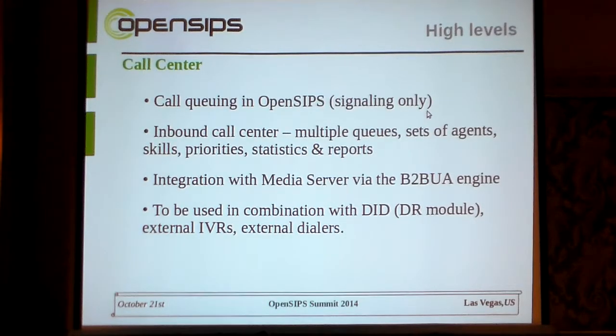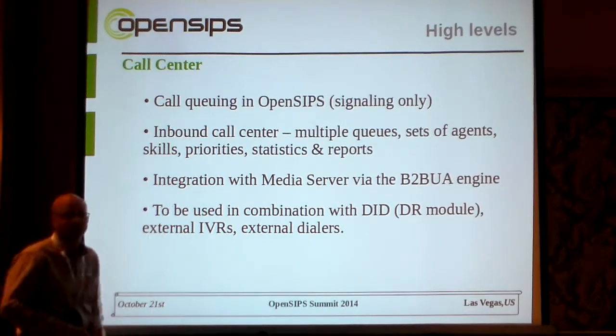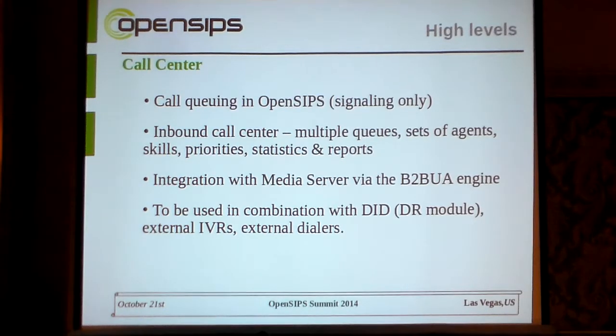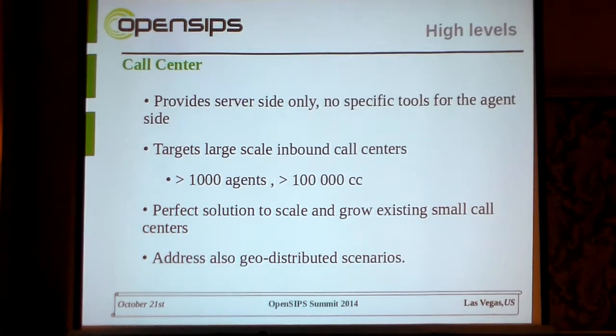So as I said when talking about 1.11, where this call center module was introduced, this is a pure signaling call center. So it's taking care of the calls only at the SIP level. You need an external media server, or at least an application that is able to do RTP injection, because at a certain point, even RTP proxy can do RTP injection. So we need first something to generate the RTP, and then OpenSIPS will take care of everything when it comes to the SIP signaling.